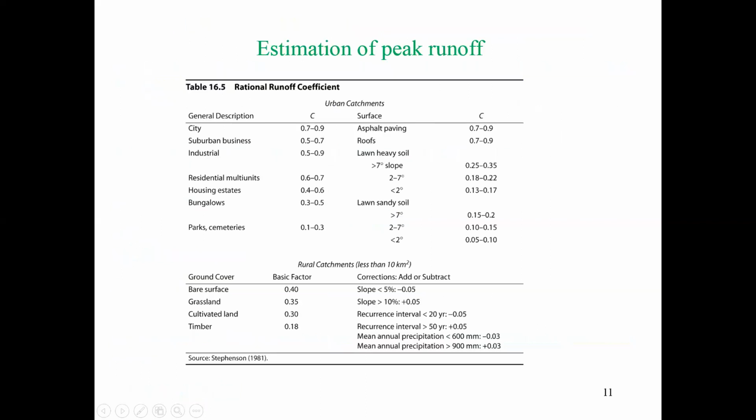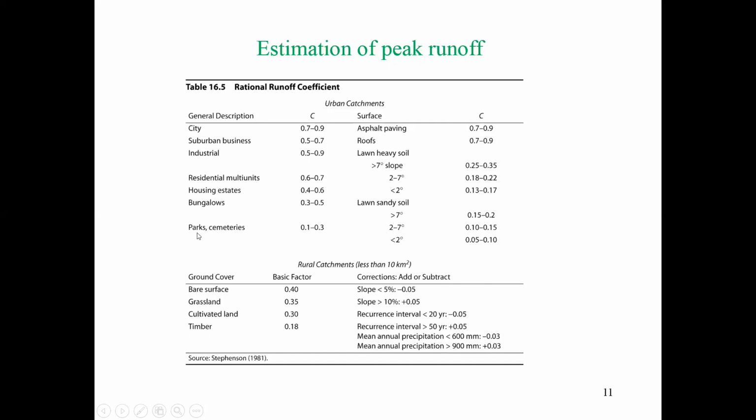And this is the table for the runoff coefficient. As I said, the type of the surface will reflect on this C value. If you look at the lawn with heavy soil or sandy soil, and if the slope is less than 2%, you get a C value of 0.13 to 0.17. But when it's very steep, you can get 0.23 to 0.35. For asphalt paving, the C can be 0.7 to 0.9.